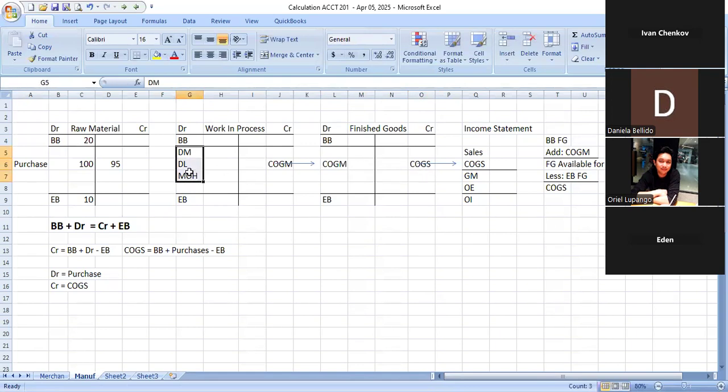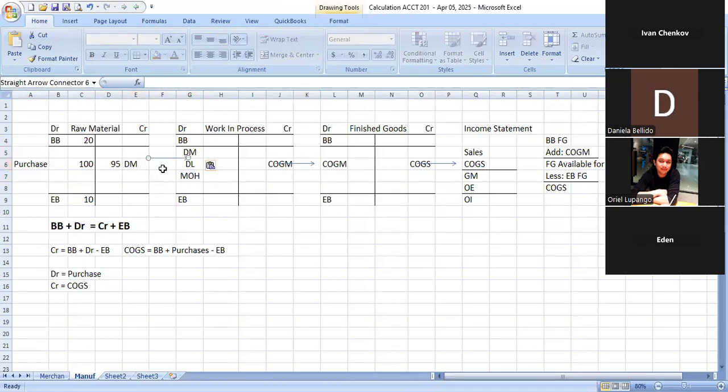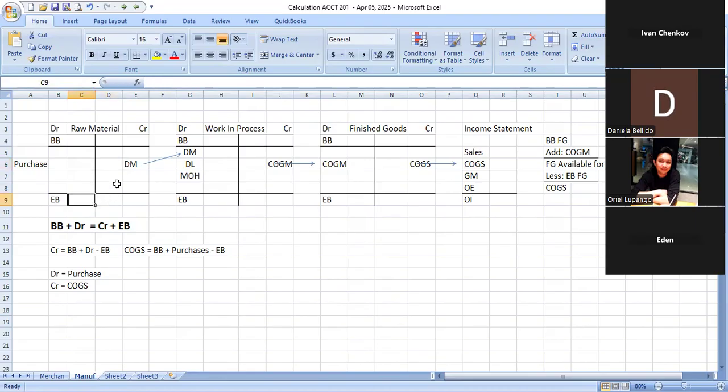So now the question is, I need direct material, direct labor, manufacturing overhead. From where is the direct material going to come? Well, direct material is going to come from the raw material account. So material used is going to come from the raw material account. Now, once I have this raw material, then I can use it in my production as a direct material. But in order to have those materials, what do I have to do? I have to purchase my raw materials.